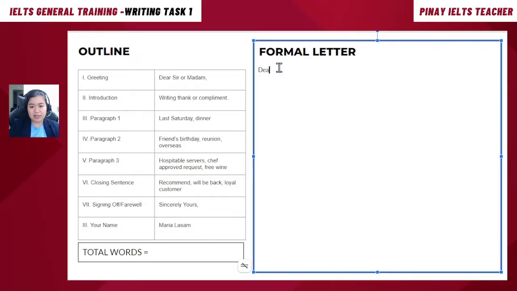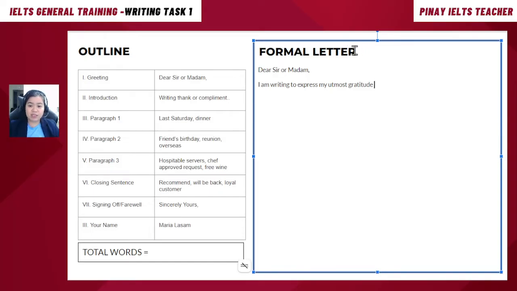I would say, dear sir or madam. Okay, I'm writing to express my utmost gratitude. Okay, why am I saying utmost gratitude instead of saying I'm writing to thank?